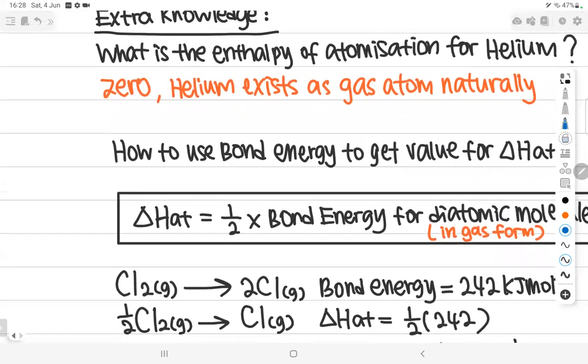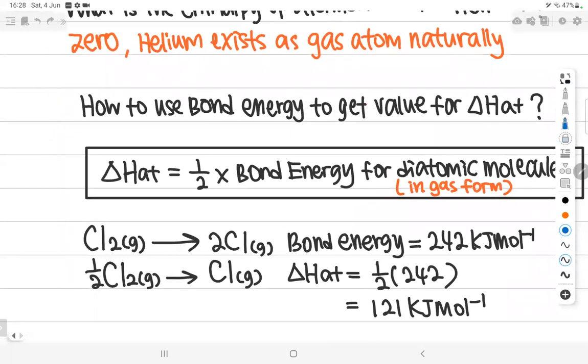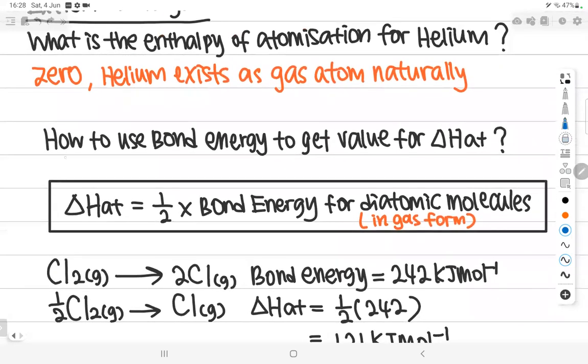Okay, now I want to show you one more important concept. We will use this concept quite a lot later on when we do the Born-Haber calculation. When I demonstrate the Born-Haber calculation later on, you will be able to see this. So, how to use the bond energy to get the value for enthalpy of atomization. Sometimes they won't give you the enthalpy of atomization directly, so you can use the bond energy to get the value for enthalpy of atomization.